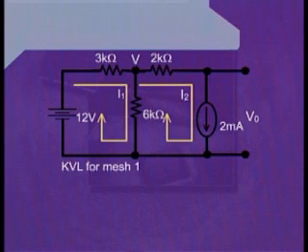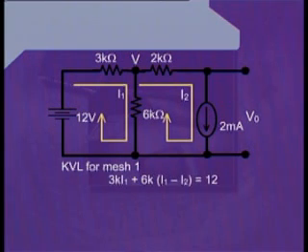The KVL equation for mesh 1 will be 3KI1. Now we have written 3KI1. That will mean that I am starting to write the KVL equation from the top left corner of the circuit.